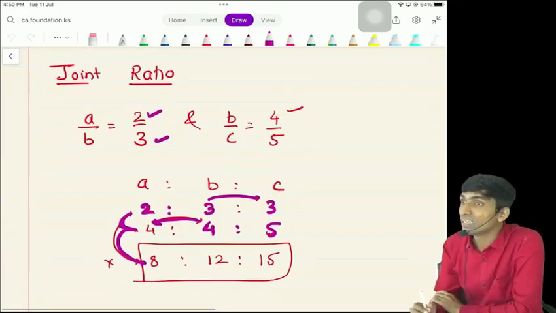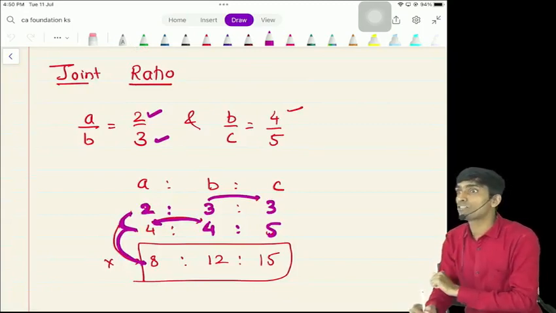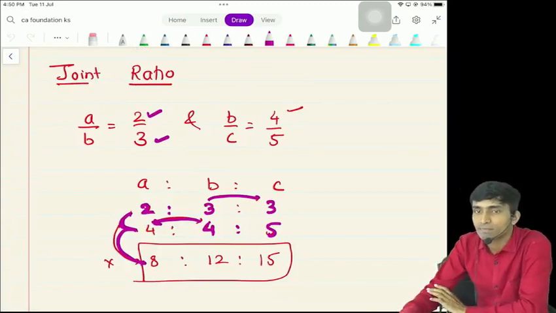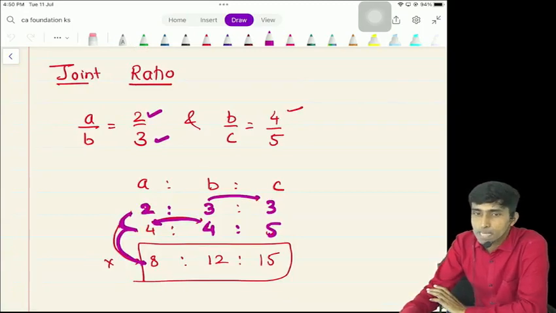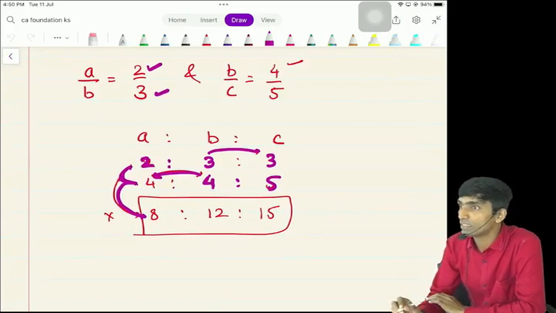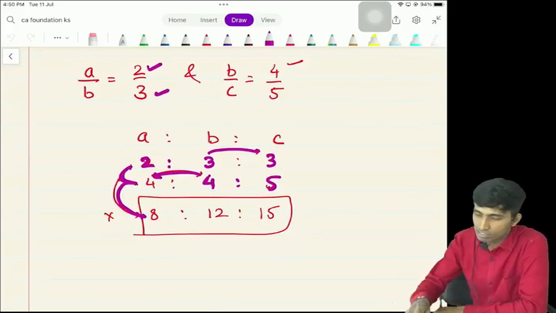Is this trick clear? If they ask you joint ratio, how to calculate, we know. Correct? Next. Let's go to the examples.